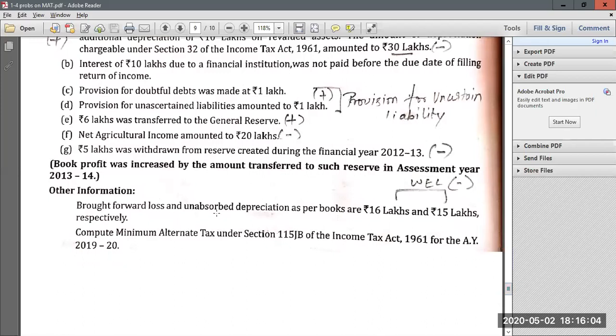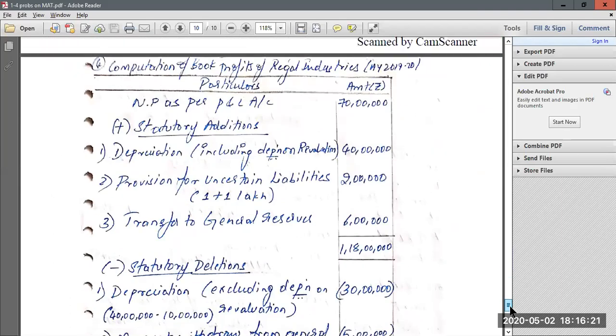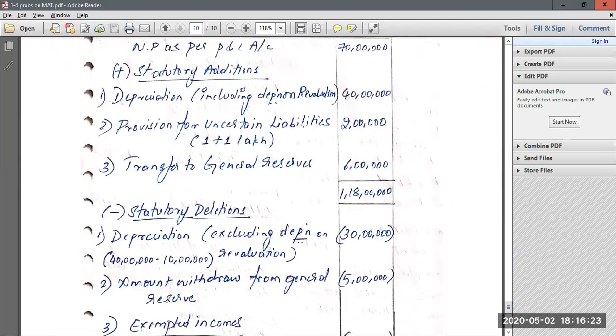Then below they have given brought forward business loss and unabsorbed depreciation as 16 lakh and 15 lakhs respectively. Whenever they give brought forward business loss and unabsorbed depreciation, you should compare both, and whichever is less you should deduct from net profit as per P&L account. So again this problem is quite simple. You start with net profit, and whatever amounts we have discussed which we have to add, like depreciation including depreciation on revaluation, provision for uncertain liabilities, and transfer to general reserve, you should add.